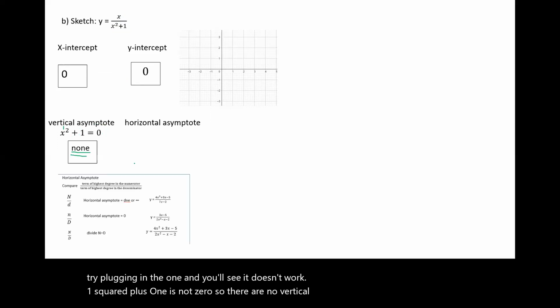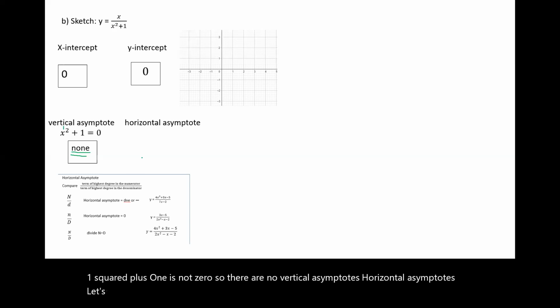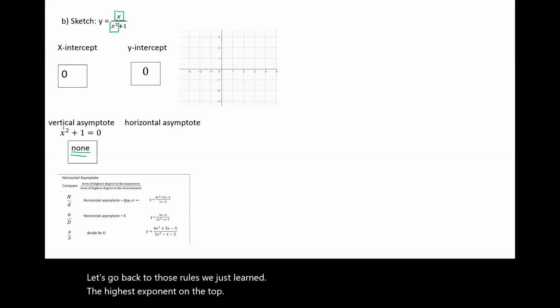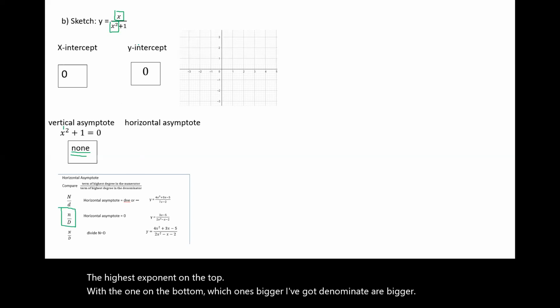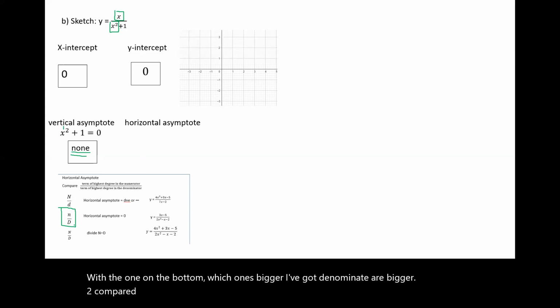Horizontal asymptote, let's go back to those rules we just learned. Compare the highest exponent on the top with the one on the bottom. Which one's bigger? I've got denominator bigger. 2 compared to 1. When the denominator is bigger, the horizontal asymptote is 0.